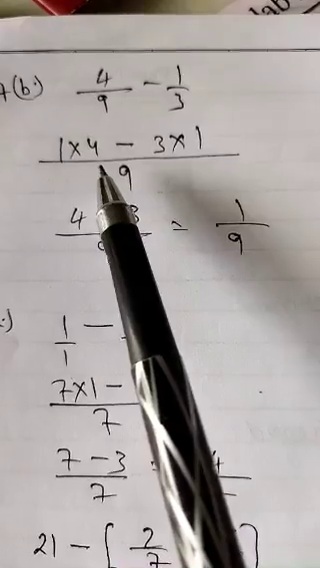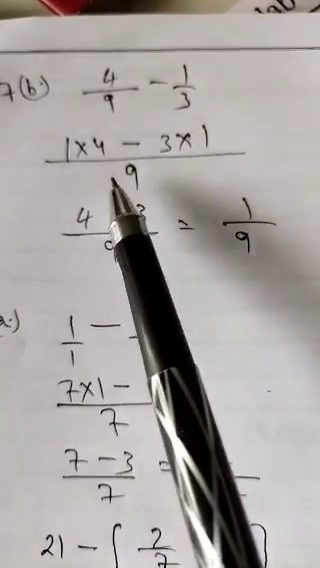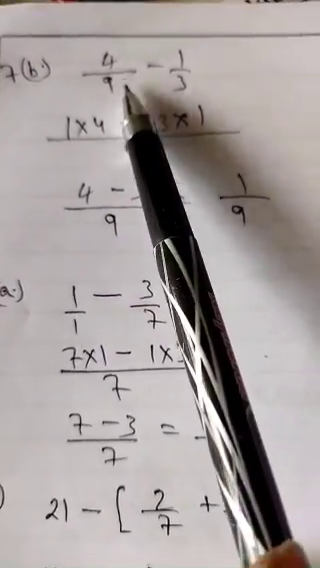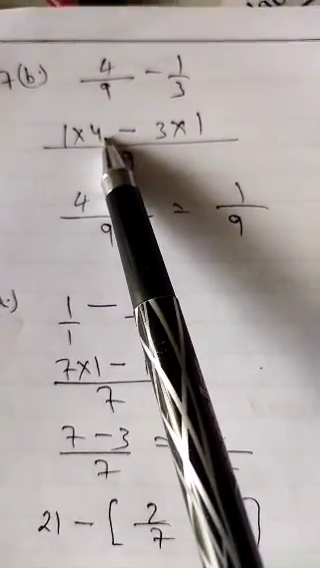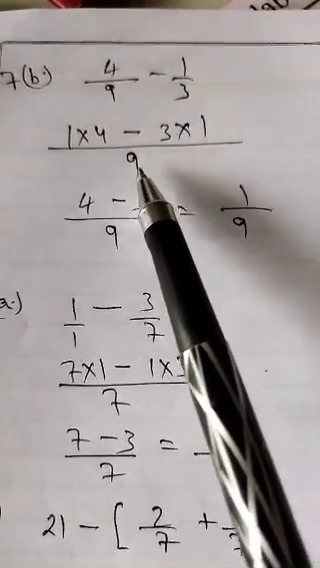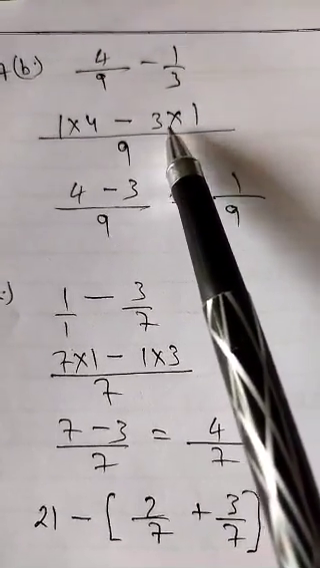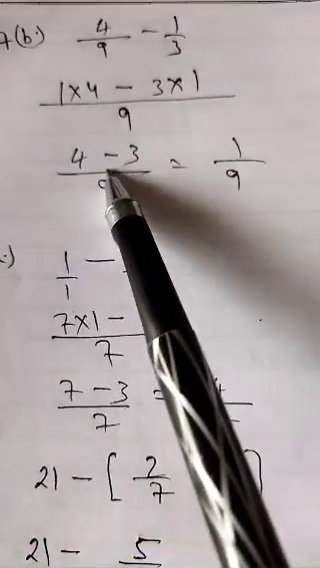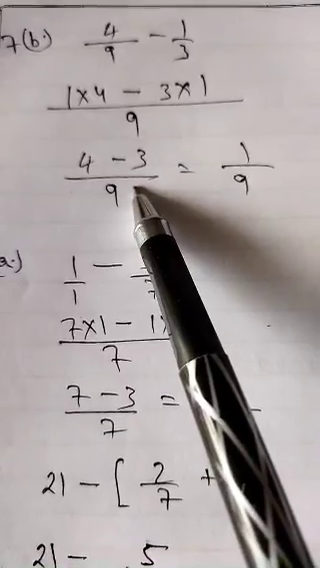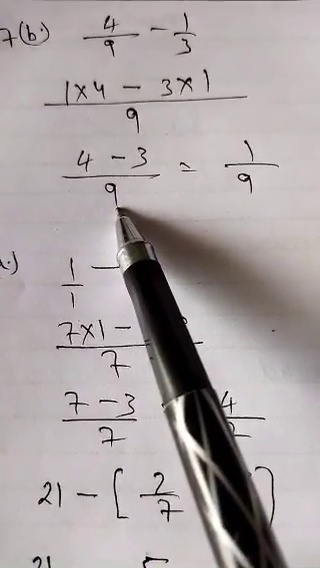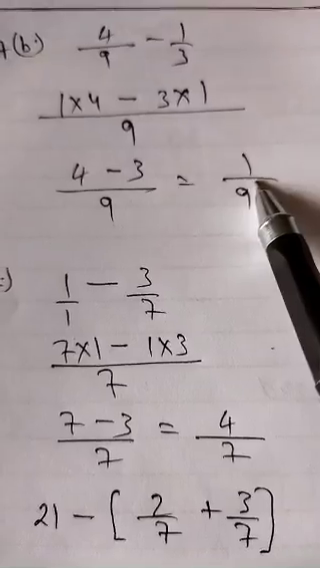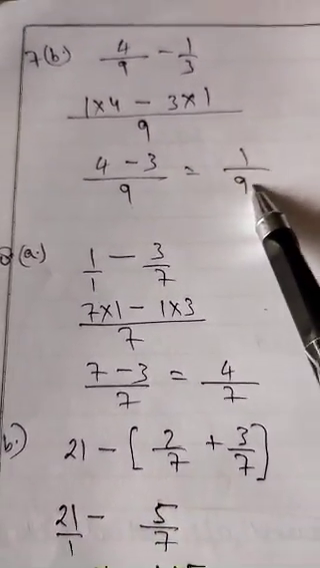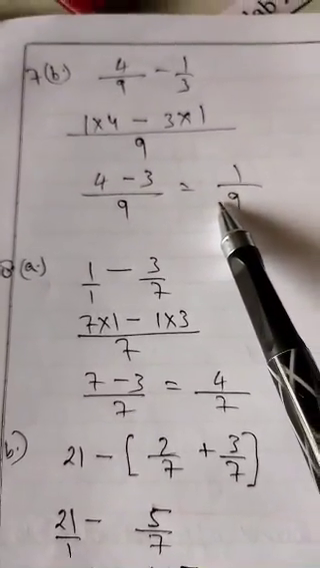After taking the LCM, we have to divide. In the 9 table, how many times does 9 come? 1 time. Then you will write here 1. Then multiply with the numerator, that is 4. Then minus, in the 3 table, how many times does 9 come? 3 times. 3. Then multiply with the numerator. Then 4 into 1, 4, minus 3 into 1, 3. Then the denominator will be written as such. Then 4 minus 3 is equal to 1 upon 9. This is your answer. So this is how you have to solve when plus and minus are given in fractions.